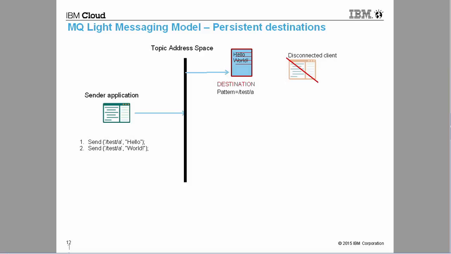The message is persisted in the destination layer, and the destination pattern is the same as what has been published by the sender application. It needs to be used as soon as the consumer, the end application consumer, comes up.